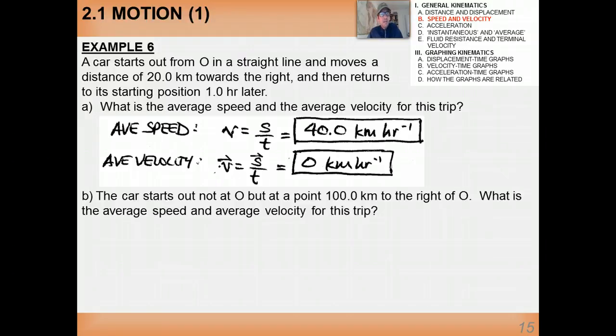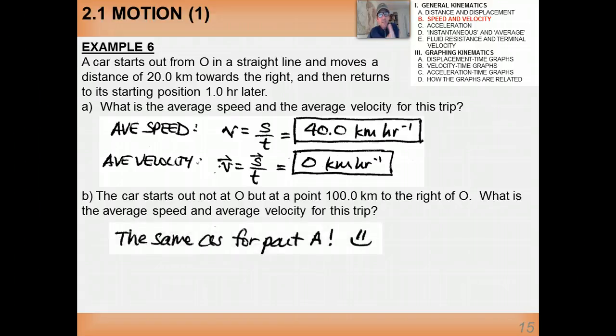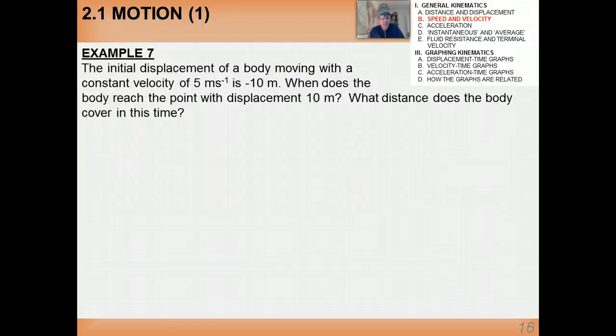Now, if the car starts out at a point 100 kilometers to the right and does the same thing, what's the average speed and average velocity? It's exactly the same. It doesn't matter where you start. If you start and stop at the same point, it doesn't matter if you're at 0 or O or wherever else or 100 kilometers away. Your displacement is 0, and therefore your velocity would be 0. Okay. Another example. Try this one.